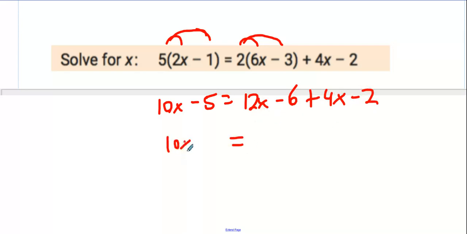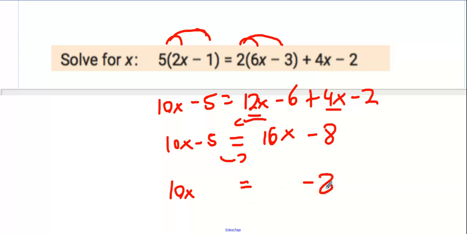We want to tidy the right hand side. Too much stuff over there. So, what's 12x plus 4x? 16x. -6 -2, Connor. -8. Anything with an x to the left. Anything without an x to the right. What goes here? No, the -8 stays where it is. Yeah, good man, the -16, because it changes. What happens to that -5?